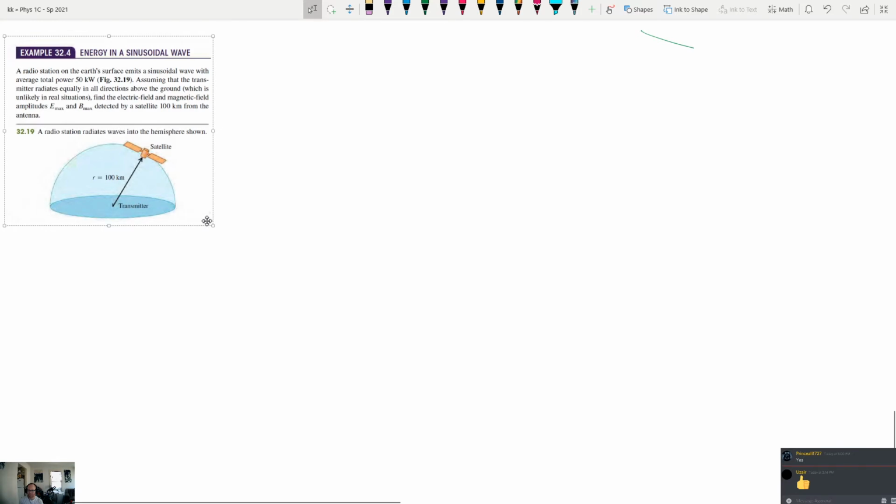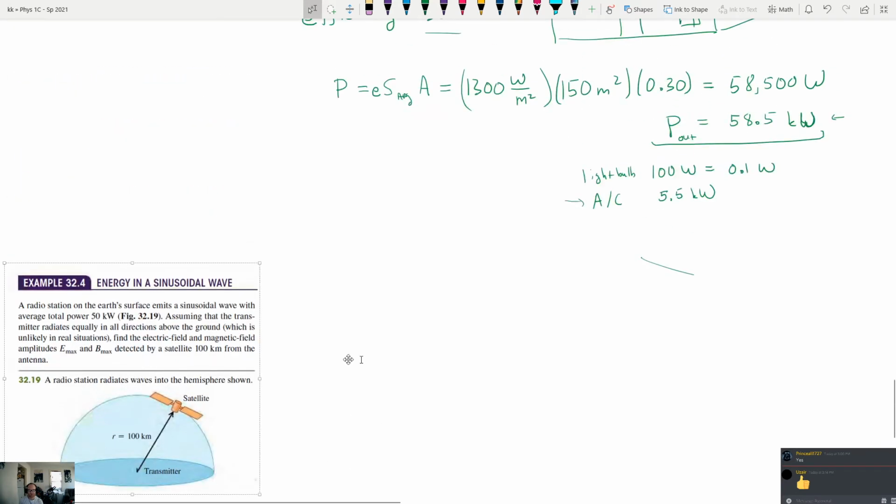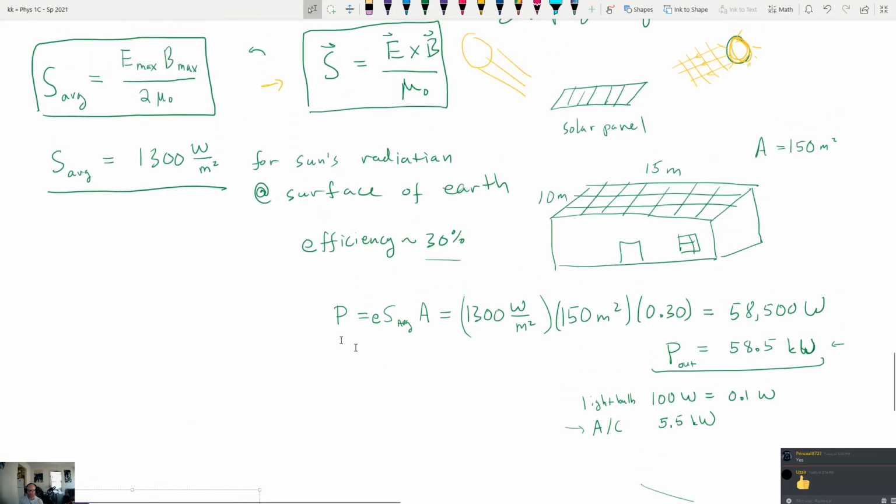All right, so the next thing we want to look at is the energy of a sinusoidal wave. Oh, I said I would do one other thing. We can also calculate the electric field here, to see what the electric field for the sun is. The way we would do that is to go back here to our definition of S average.